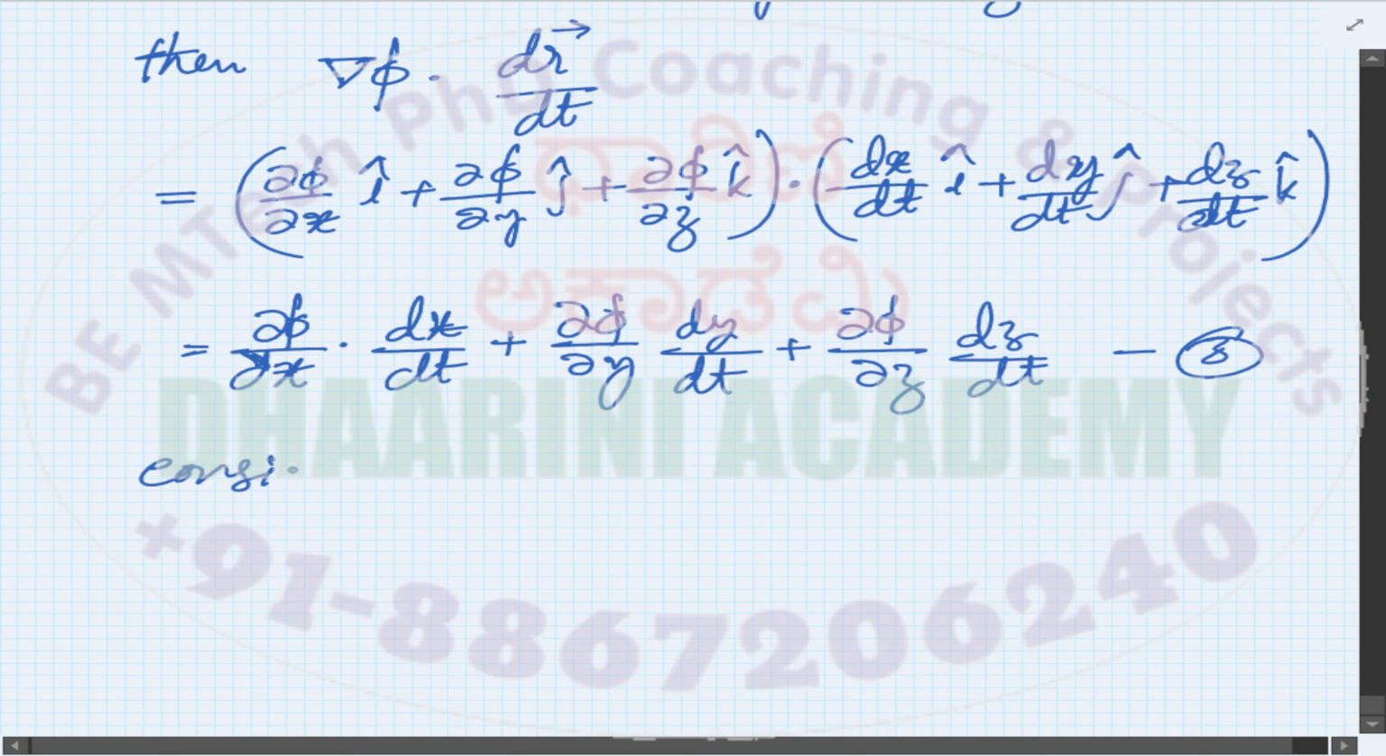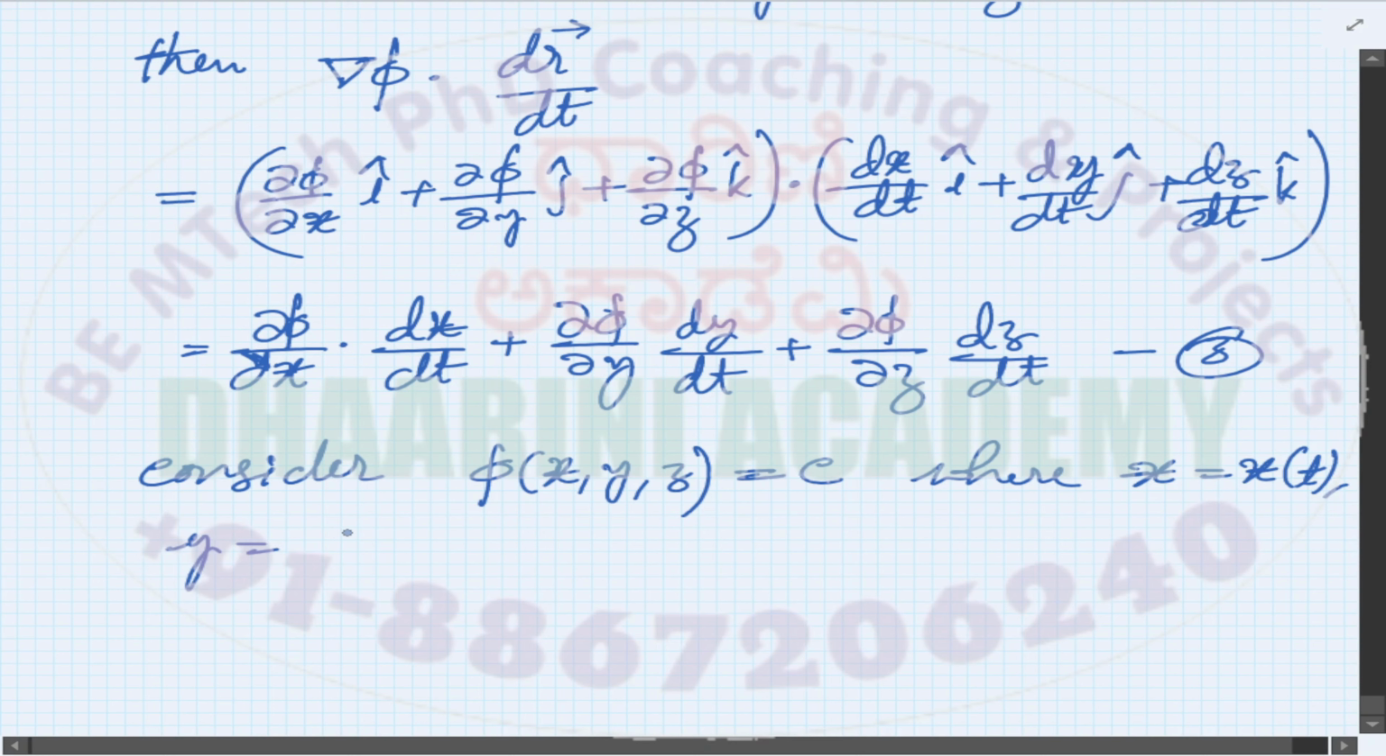Now we consider phi of x, y, z equal to c. This is the given surface. We know that x is given by x of t, x is a function of time, y is also a function, y of t, and at the same time z is also z of t. And c is a constant.